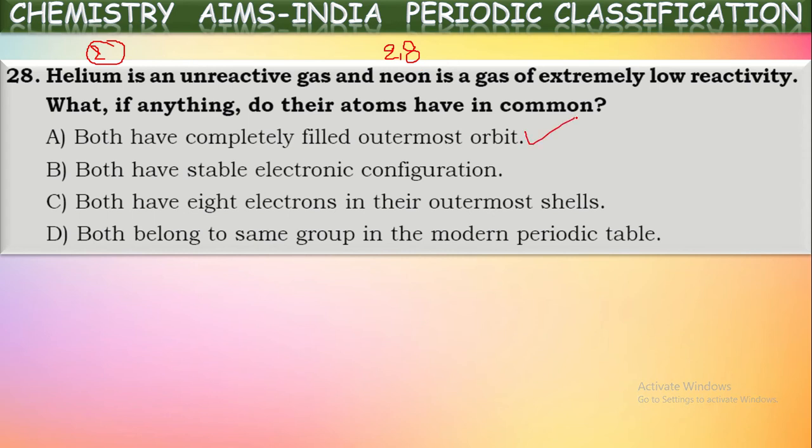Second statement, both have stable electronic configuration. This is also correct because helium has duplet configuration whereas neon has octet configuration. So both are correct.